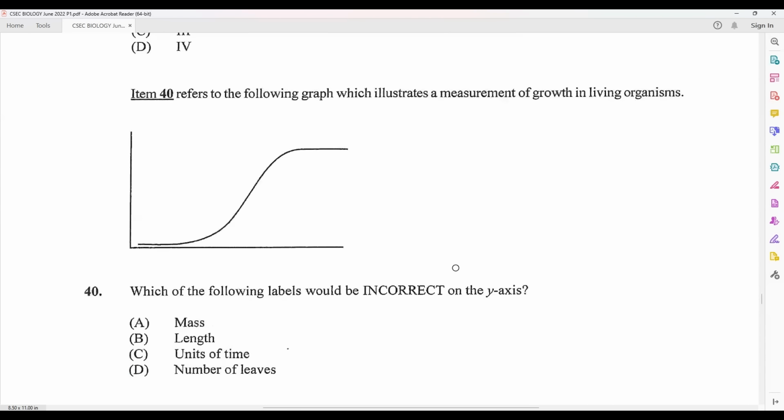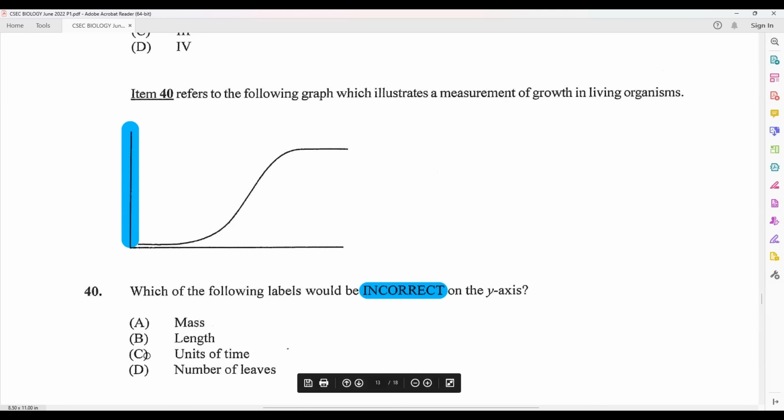Item 40 refers to the following graph, which illustrates a measurement of growth in living organisms. Which of the following labels would be incorrect on the y-axis? The y-axis is this axis here, and the one that would be incorrect is units of time, C.